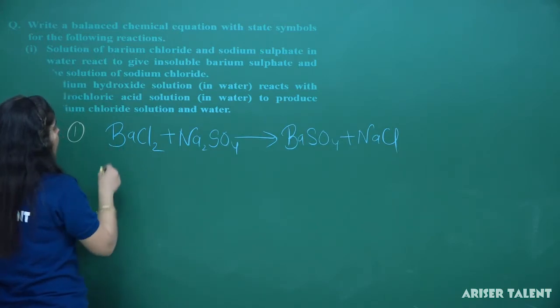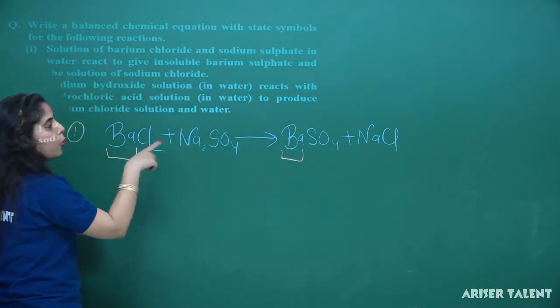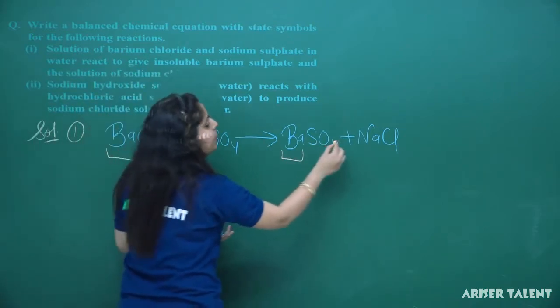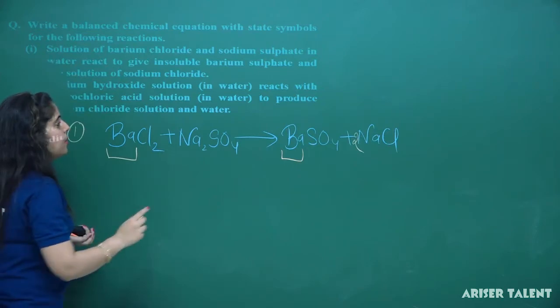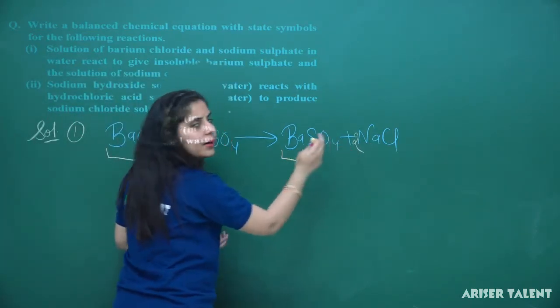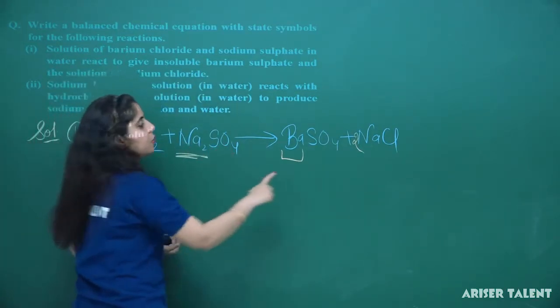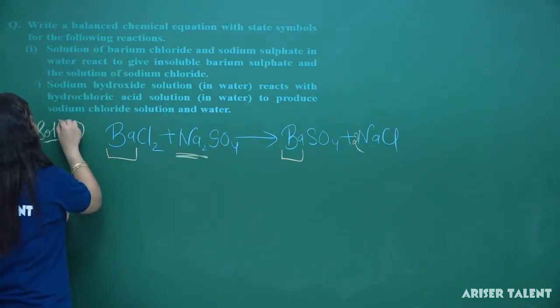Here barium is 1. Barium here is also 1. Chlorine is 2, but chlorine here is only 1. So what we will do? We will put 2 over here. Now the chlorines are balanced. Now consider sodium, Na2. Again we have the 2 atoms of sodium over here. Sulfate, SO4, is 1. Again we are getting SO4 as 1. So this is the complete balanced equation for this reaction.